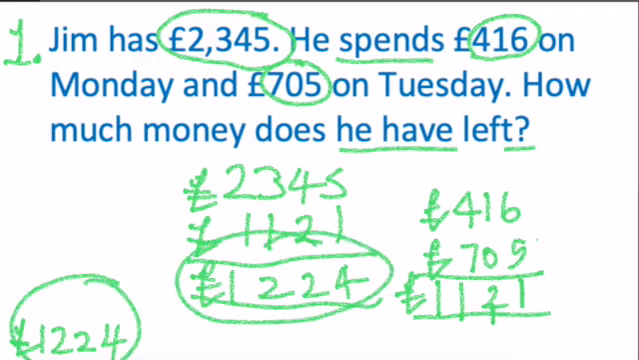So what that tells you is you have two choices. You do Jim's amount, take away 416, get your answer, then take away 705. I'm using the word take away, which means subtract, or add the two together and then take them away in one lump. It's entirely up to you, whatever you prefer.